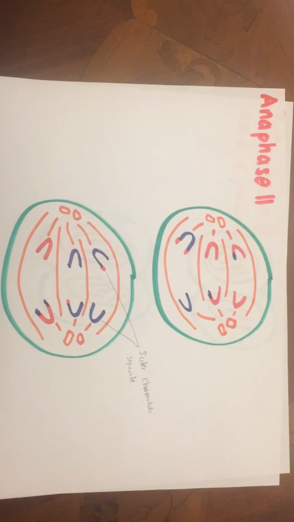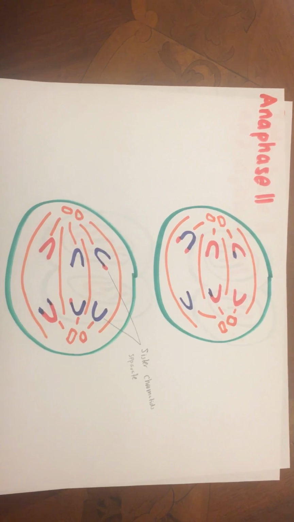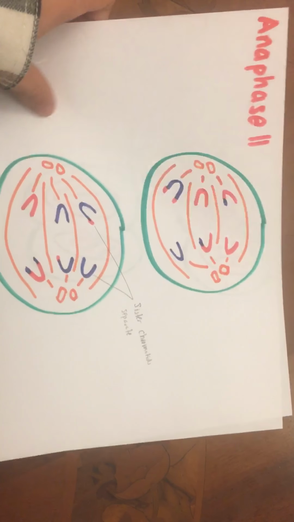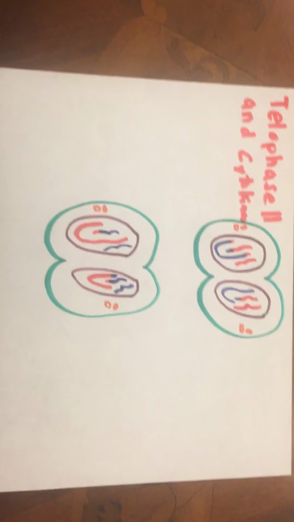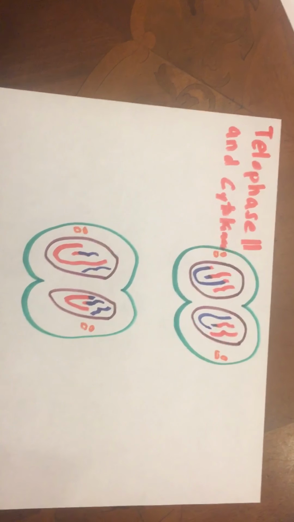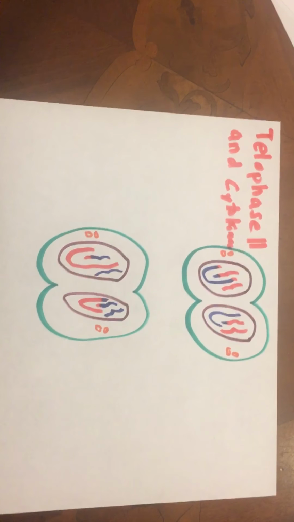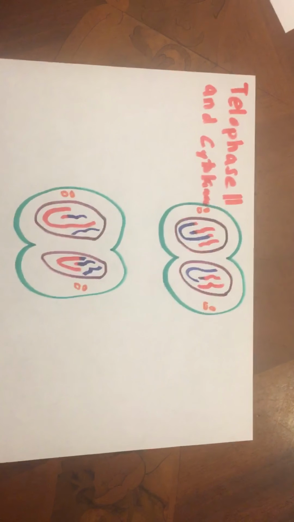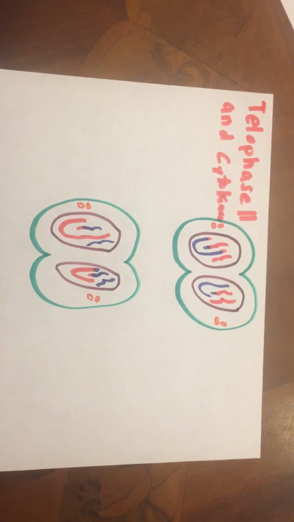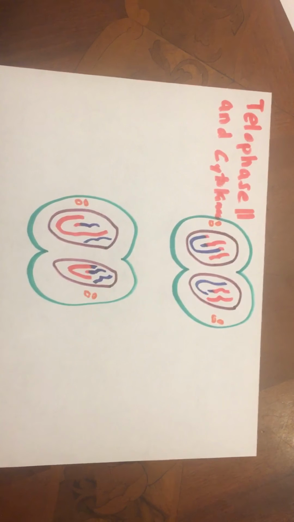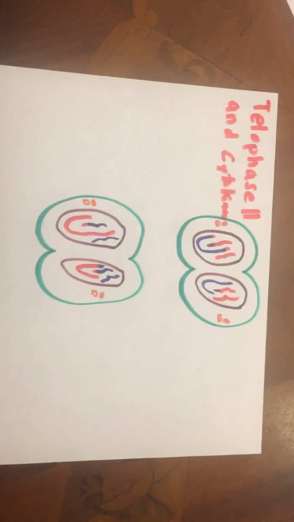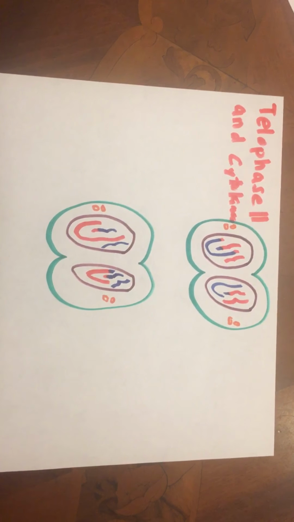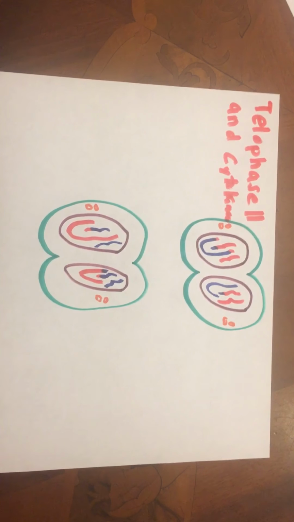In anaphase 2, proteins holding sister chromatids together break down. Chromatids move towards opposite poles. The last and final stage of meiosis is telophase 2 and cytokinesis. Nuclei form during telophase 2 and chromosomes decondense. This process of meiosis creates 4 daughter cells from one parent cell, each with a haploid set of unduplicated chromosomes. The 4 daughter cells are genetically distinct from one another and the parent cell.